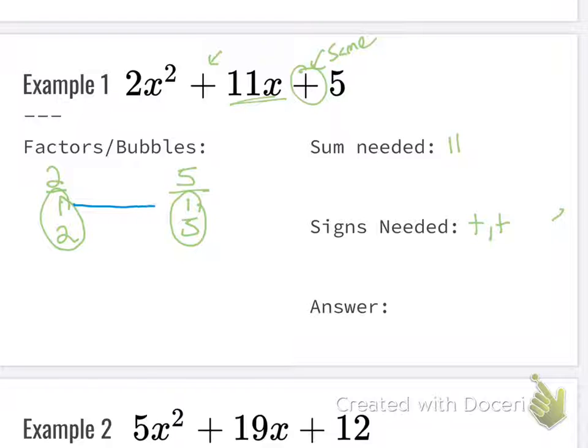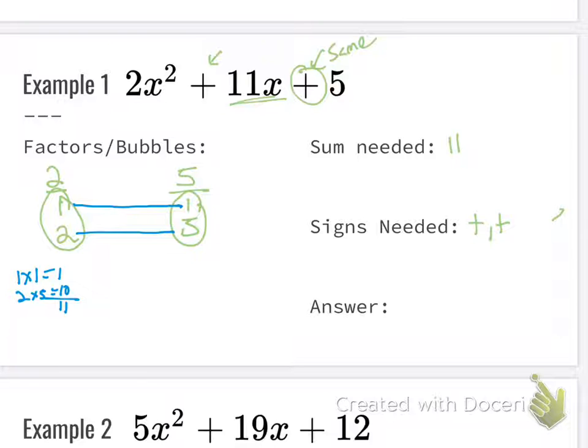So 1 can partner up with 1, so you end up with 1 times 1, which is 1. And 2 can partner up with 5, so 2 times 5, which is 10. We can add those together and we get 11. So we see that that's the one we actually want. I don't have to go any further, but we could have tried 1 times 5 and 2 times 1.